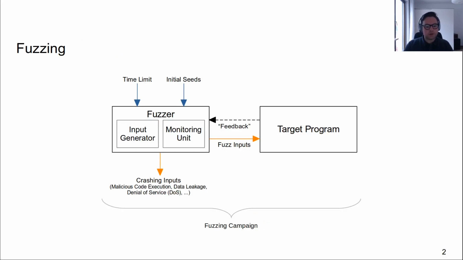So what is fuzzing all about? Fuzzing is a testing technique in which a target program is executed with a large number of test inputs in order to detect security-critical software bugs. The fuzz inputs are thereby automatically generated by a so-called fuzzer, which on a very abstract level has two parameters: the time limit, which specifies the test duration, and the initial seeds from which the test inputs are derived. If a crash of the target program is encountered, this is generally a good indicator that a vulnerability is included and might be exploited in the form of malicious code execution, data leakage, or a denial of service attack.